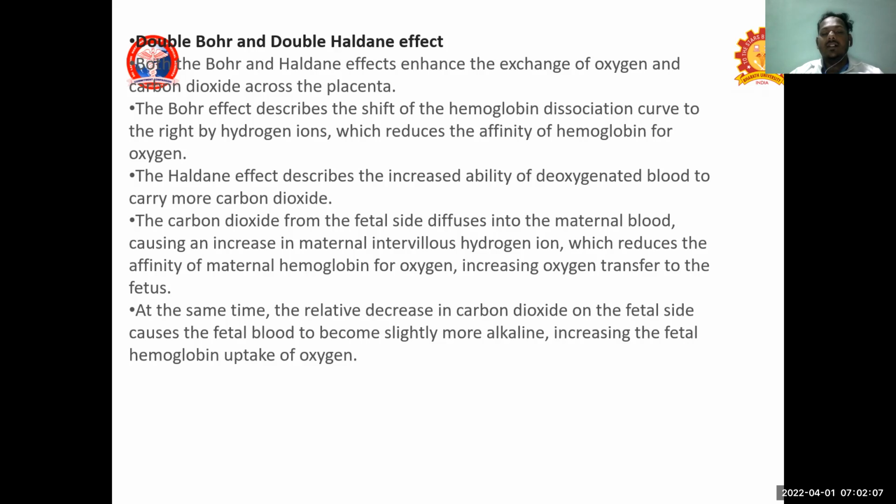Carbon dioxide from the fetal side diffuses into maternal blood, causing an increase in maternal intervillous hydrogen ions, which reduces the affinity of maternal hemoglobin for oxygen, which increases oxygen transfer to the fetus. At the same time, a relative decrease in carbon dioxide on the fetal side causes the fetal blood to become slightly more alkaline, increasing the fetal hemoglobin uptake of oxygen. So this is how the Haldane effect and the Bohr effect act.